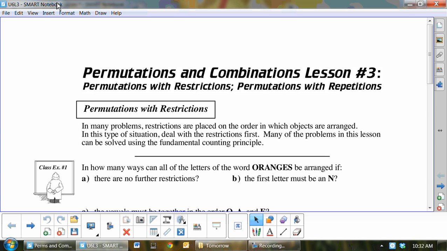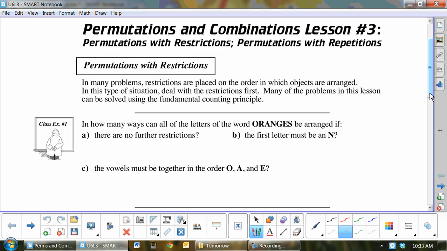Now, restrictions mean, John can't be beside Jane, this has to be the first letter, all the vowels must be together, K and C must be at the beginning and the end. Those are called restrictions. I'm trying to give you a few things that you have to adhere to, and then the rest is fair game. Okay? So let's look at the word oranges.